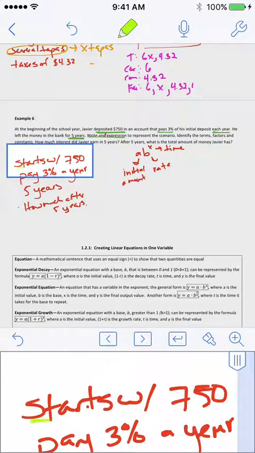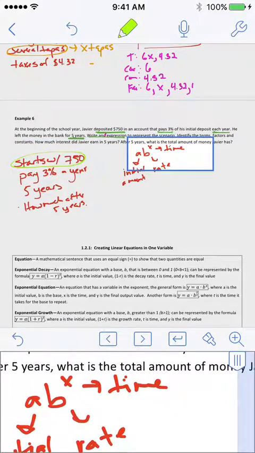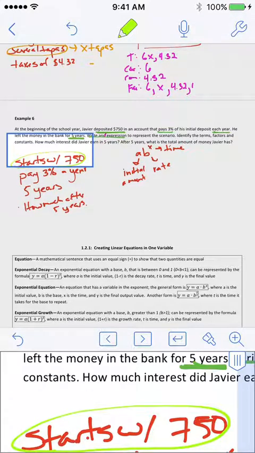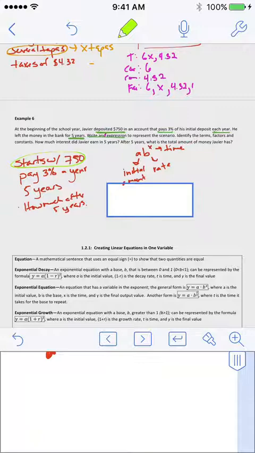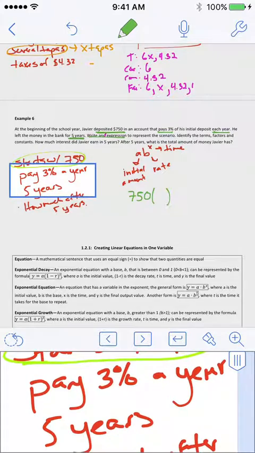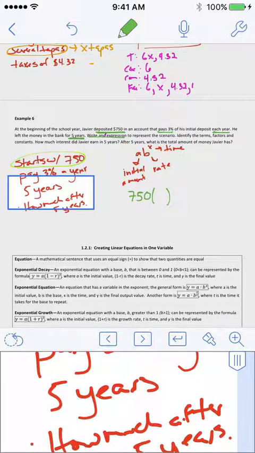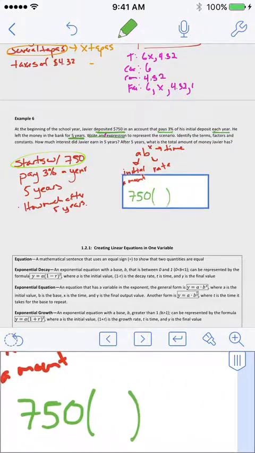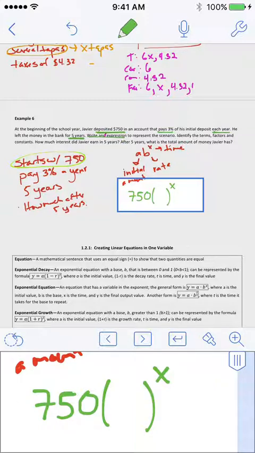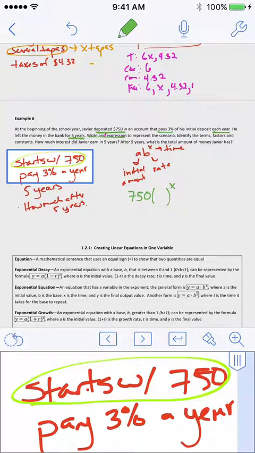Let's see. What does this part sound like? Starts with $750. Does that sound like an initial amount, a rate, or a time? That sounds like an initial amount, right? So our initial amount, 750. That's our initial amount. We'll come back to the rate for just a sec, but the years, that sounds like a time, right? For now, let's just call the years X, because we still need an X in there. 5 years kind of helps us answer the question.